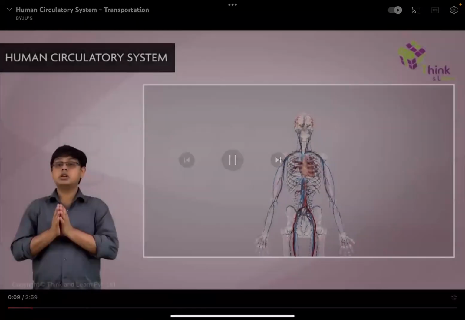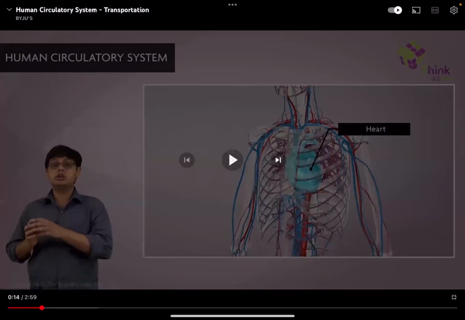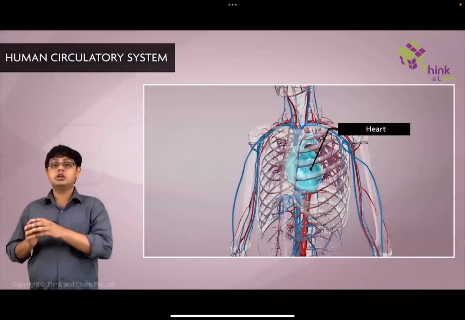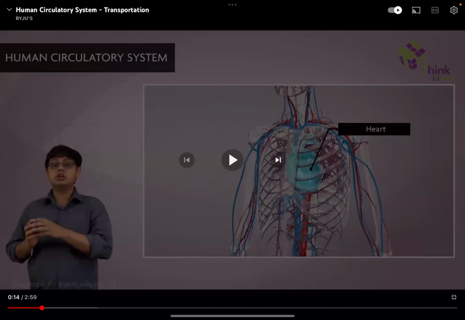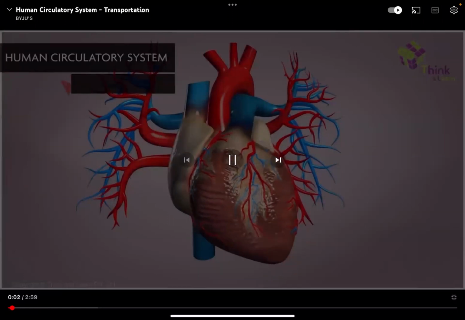Our circulatory system consists of a heart and the blood vasculature system. So whatever he says is an important note for you. You can note it down, okay? Whatever he says.